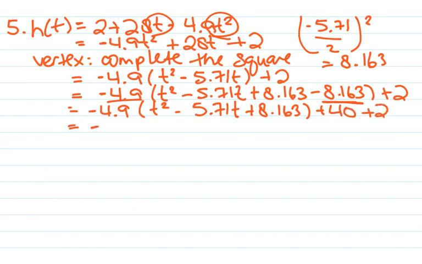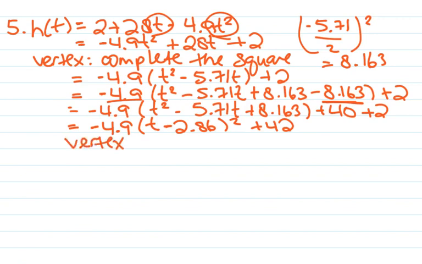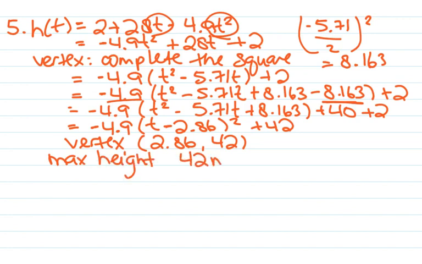Now I need to factor my bracket, so my perfect square that I've created will be t minus half of 5.71, which was 2.86, squared, plus 42. So my vertex is (2.86, 42). So the maximum height is 42 meters, and that's reached at 2.86 seconds.